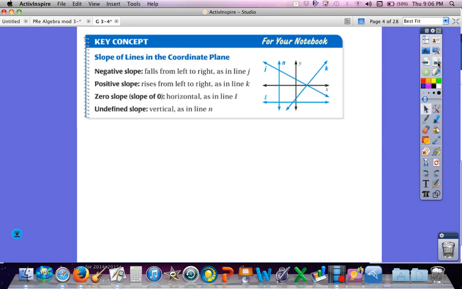So let's review slope a little bit. A negative slope goes down from left to right. We always read slope from left to right. A positive slope, like line K, increases from left to right. A zero slope is a horizontal line, okay? And an undefined slope is a vertical line. You will remember that if you can draw a vertical line through more than one point on an equation, it is not a function. That has to do with the fact that there's an undefined slope.